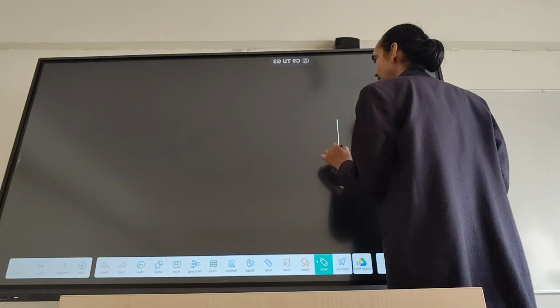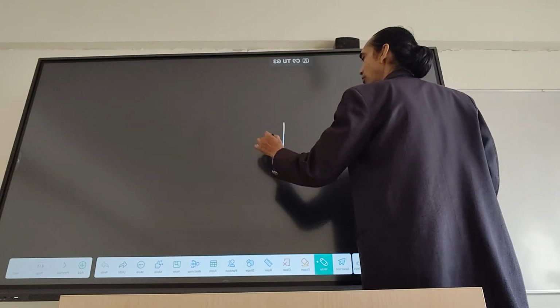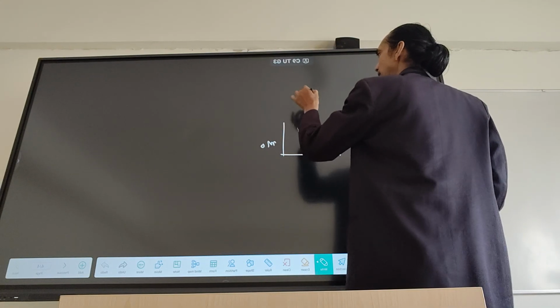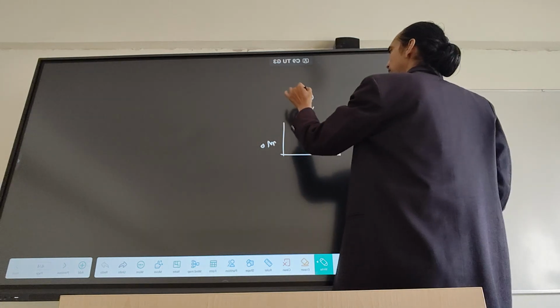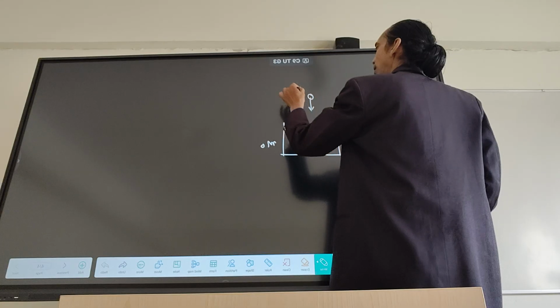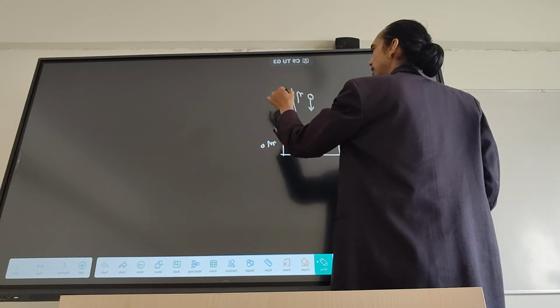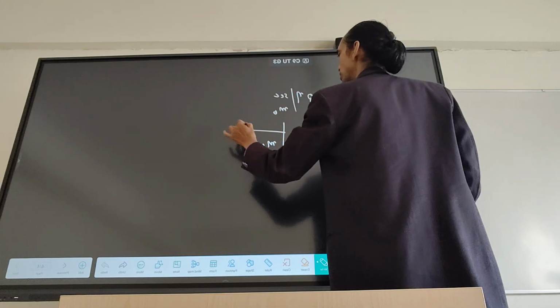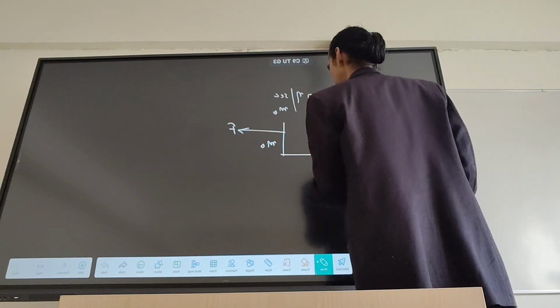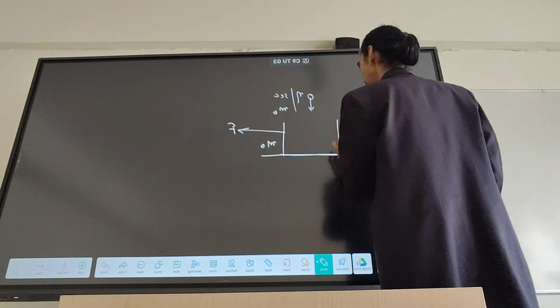There is a bucket of mass m0 and particles are dropping vertically into the bucket at the rate of n particles per second. Each particle is of mass m0. There is a force F applied to it, on a smooth surface.